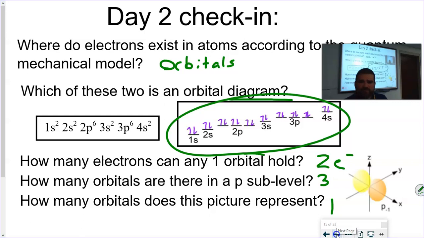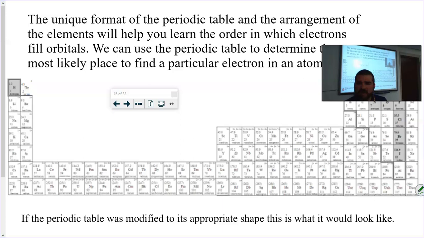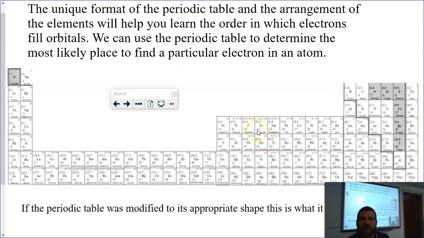All right, so for today, we're going to continue forth. The next slide is probably the most important slide all week, because it's really going to help you determine the order of these orbitals. The unique format of the periodic table and the arrangement of the elements will help you learn the order in which we fill electrons in orbitals. We can use the periodic table to determine the most likely place to find a particular electron in an atom.